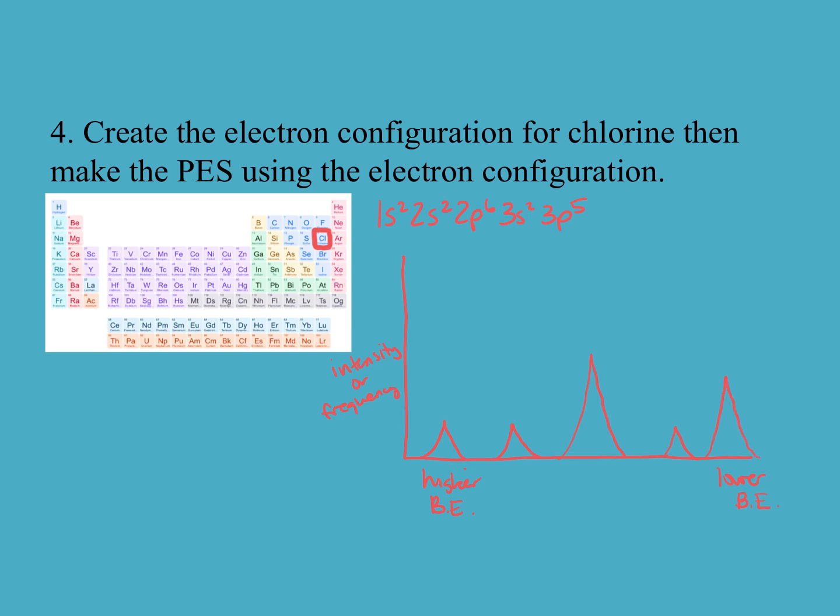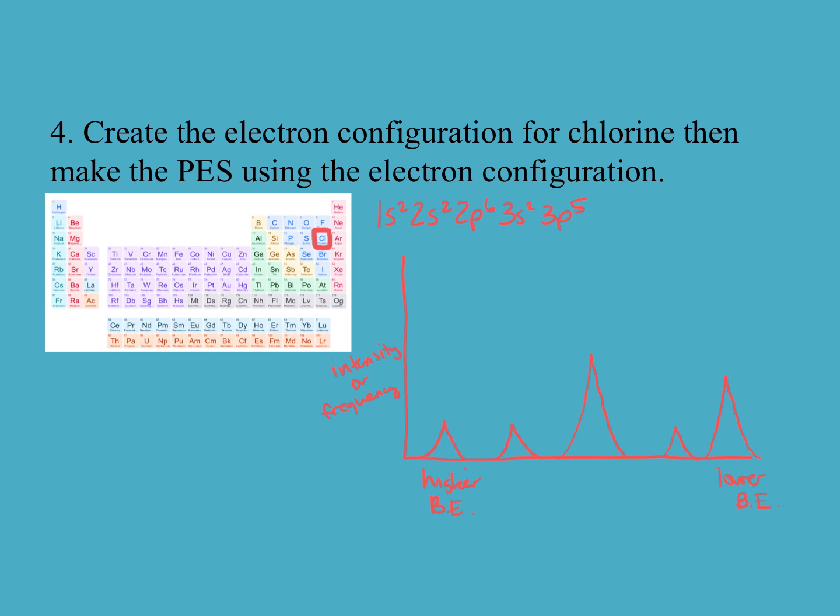And that would be the PES for chlorine. When you look at this, just make sure you understand that we're only asking for relative heights, so that one height should be 3 times the other one, but it doesn't have to be exact. You can put a scale there if you want to, but it's not necessary at all.